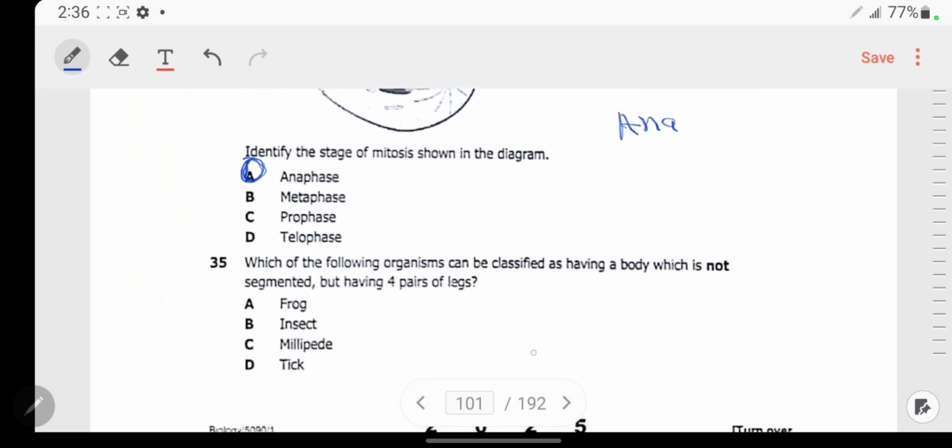35. Which of the following organisms can be classified as having a body which is not segmented but having four pairs of legs? We have frog, insect, millipede, tick. Considering that the body is not segmented, millipede cannot be the answer. A frog does not have 4 pairs of legs. 4 pairs of legs means 8 legs. An insect has got 6, so the correct answer here is a tick.